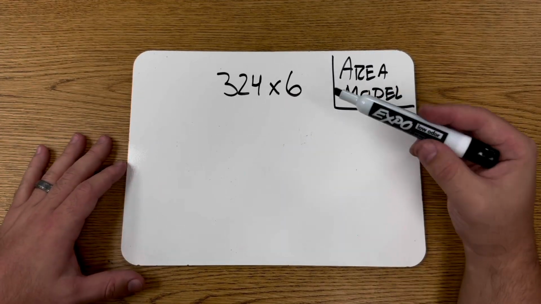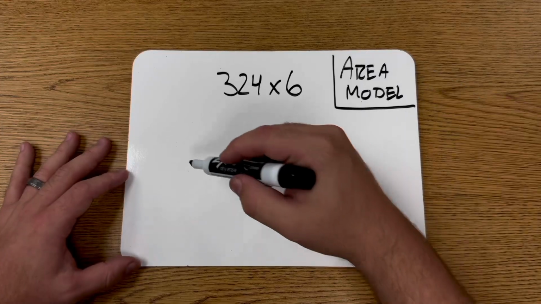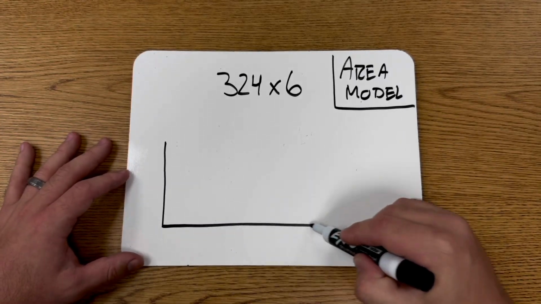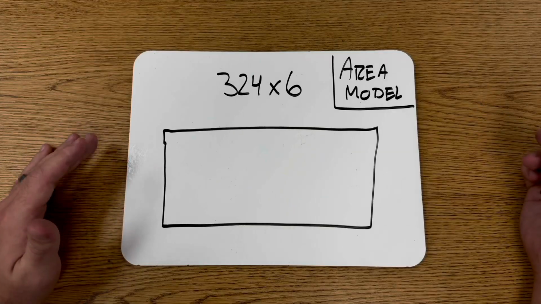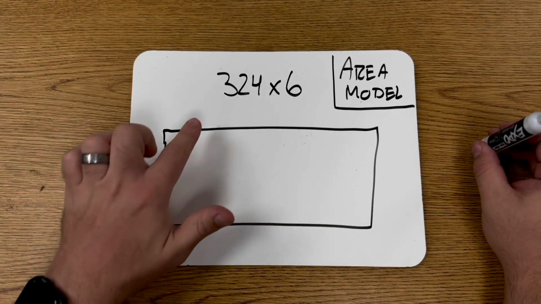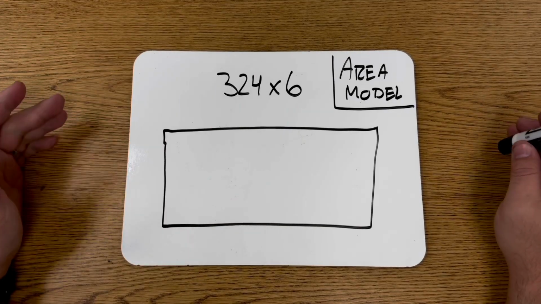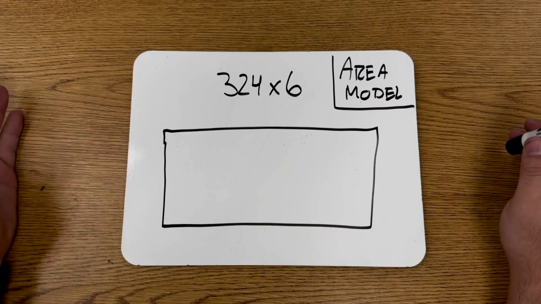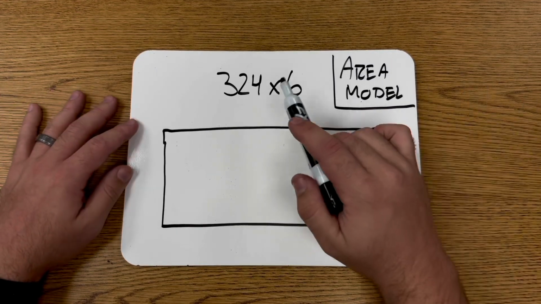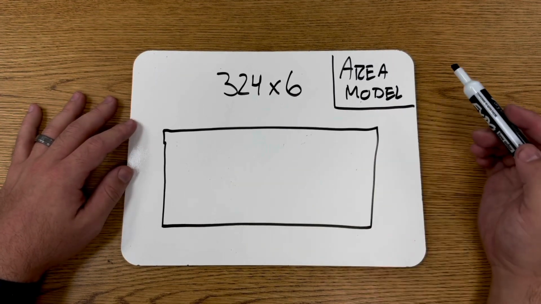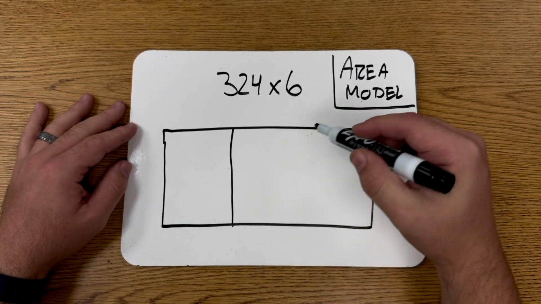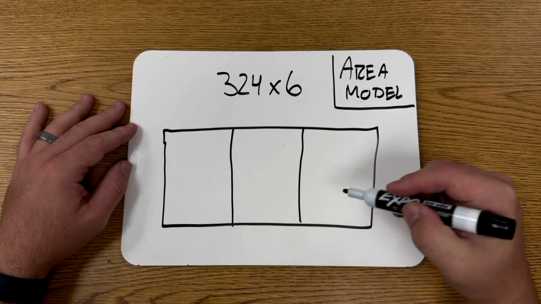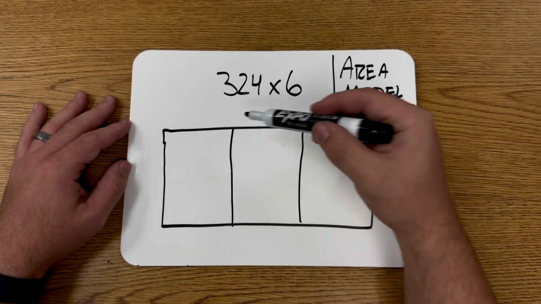So we have 324 times 6 here, and when we're using area model, our first step is to go ahead and draw a rectangle that takes up our entire workspace. I'm then going to look at my numbers and determine which one is the larger. It's my 324, and I'm going to figure out how many place values that number has. So we have our ones, our tens, and our hundreds. I have 3 place values, so I'm going to split my rectangle into 3 sections. 3 place values, 3 sections: ones, tens, hundreds.